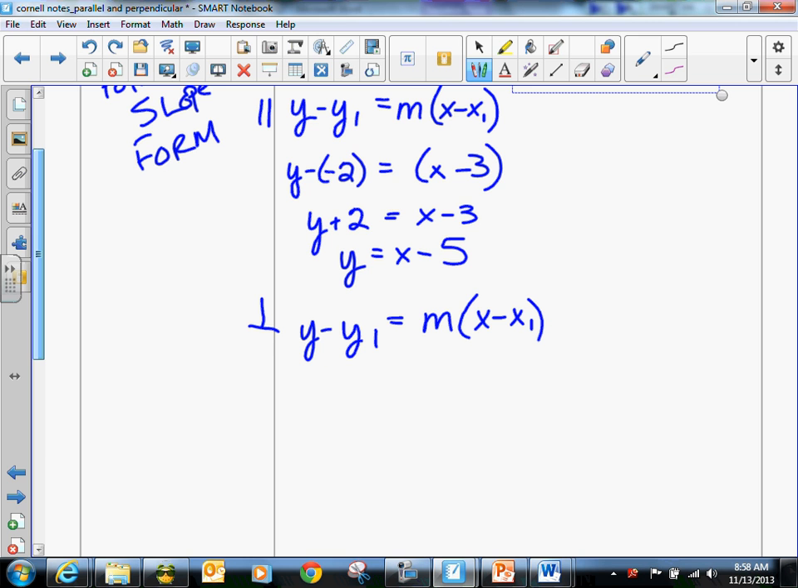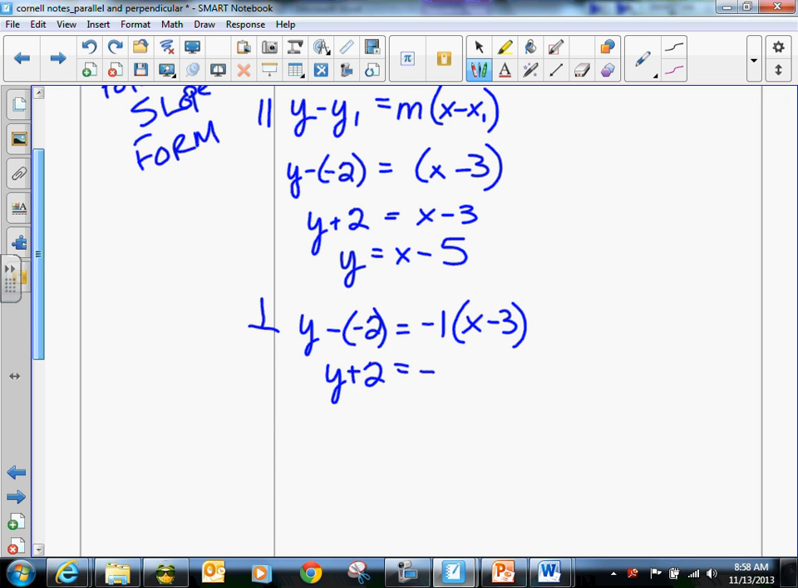Okay, so I have y minus negative 2 equals, now since I'm doing perpendicular, okay, it's not just going to be a slope of 1, I have to do the opposite, and so it's going to be negative 1 times the quantity x minus 3. So now I have y plus 2 equals negative x plus 3.